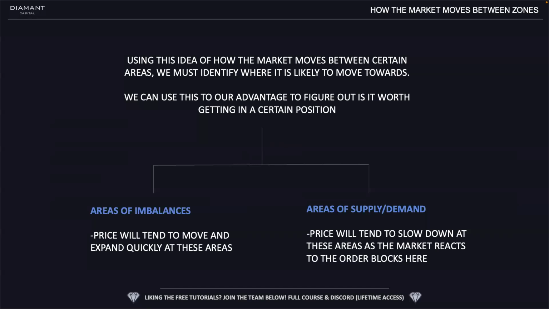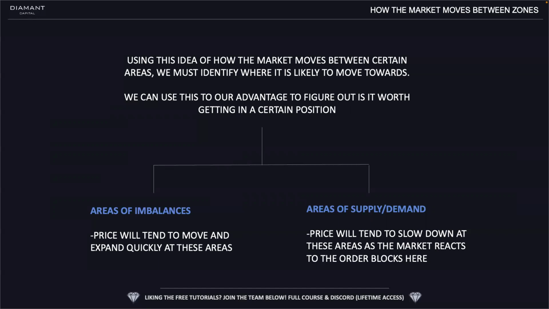Now, areas of imbalances, price, as I've said, will tend to expand pretty quickly into these areas. And then previous areas of supply and demand, price will tend to slow down at these areas as the market reacts to the order blocks there. This is pretty much the simple theory.